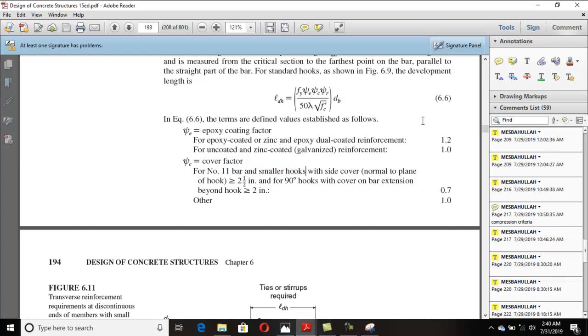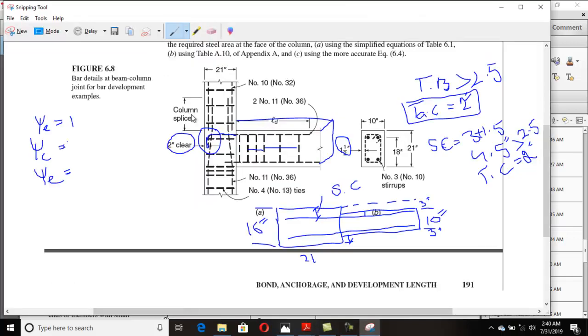Okay, so the side cover is more than 2.5 inch, that is fulfilled, and the tail cover or extension cover, which is given to us, is equal to 2 inches. So our size C is equal to 0.7. Okay, if it is less than 2, then we take 1. So that is quite simple. Our size C factor is equal to 0.7.